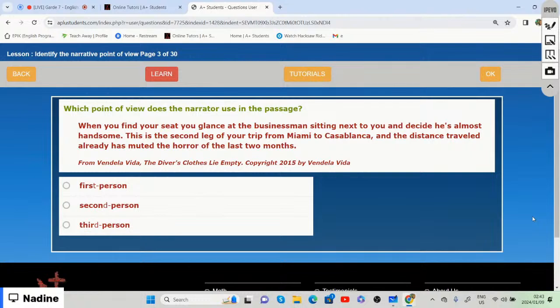So we now need to say, is this the first person, second person, or third person? Try to look at the pronouns to make it easier.